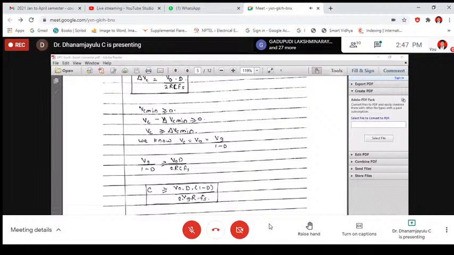Based on the capacitor, it is also the same. C1 you can calculate as I0 into D upon Fs into delta V. This is the ripple voltage. Based on the ripple voltage, you can calculate the capacitor values. So this is a simple design I have made with the SEPIC converter with an input voltage of 50 volts. I need to enhance the output voltage to 400 volts, and I have considered a duty cycle of 90%. The remaining parameter is the switching frequency, 50 kilohertz.